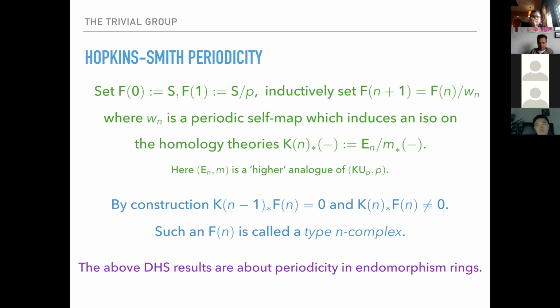So the results of Devinatz, Hopkins-Smith tell us about the periodicity in the endomorphism rings of these finite spectra. And then by playing with all the long exact sequences given by all these cofiber sequences, we can relate to the stable homotopy groups of spheres. And this is where this program begins. Using these periodicity maps, we can find patterns in the stable homotopy groups of spheres, infinite families.